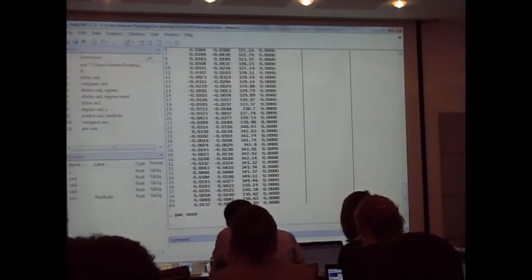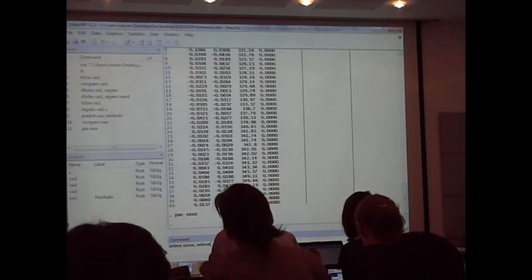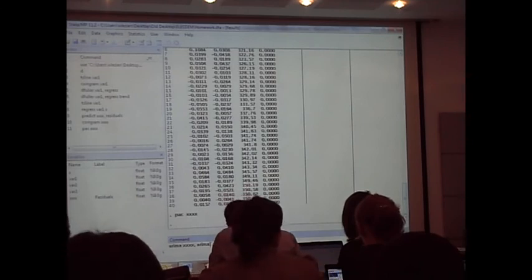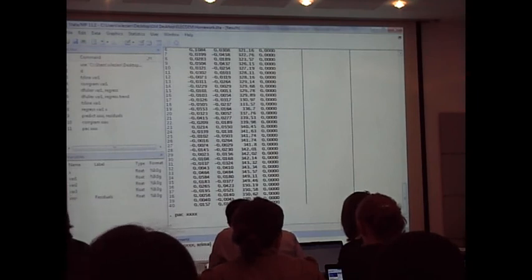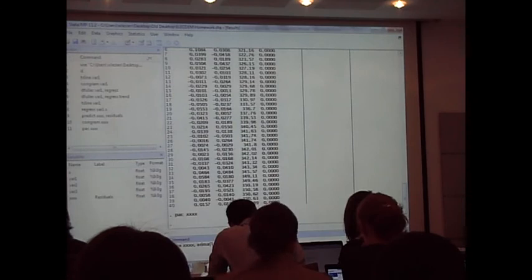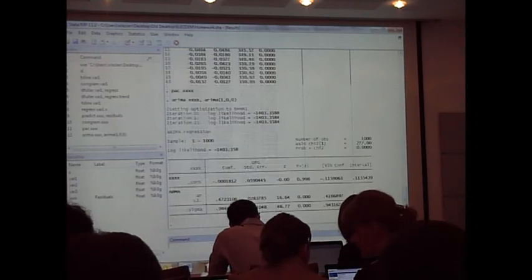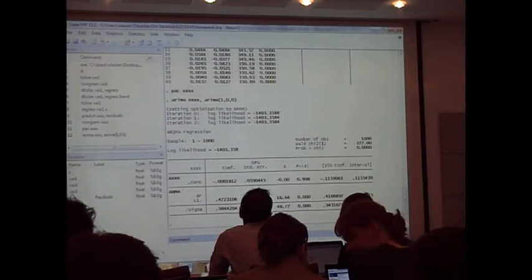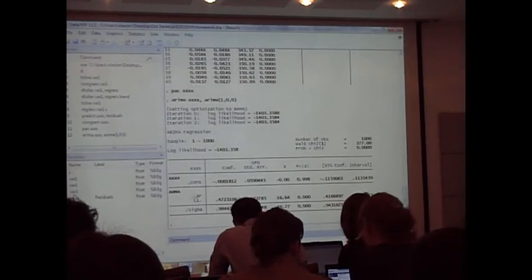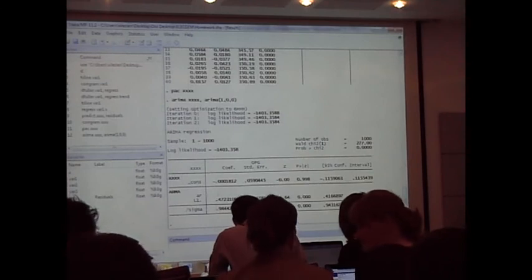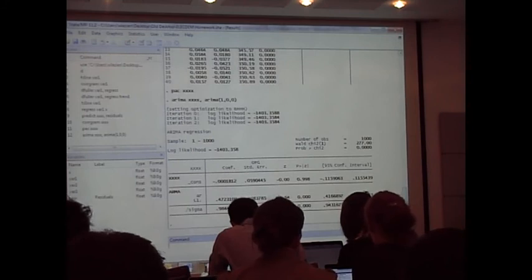ARIMA, right? You just tell ARIMA, it's our variable x, right? ARIMA, what do we want to model? 1 0 0. What do we get? There we get the autoregressive parameter, 0.47, z of about 17, right? Very, very significant.